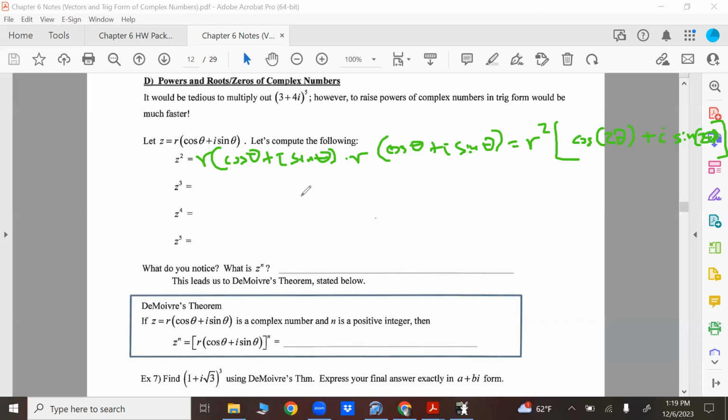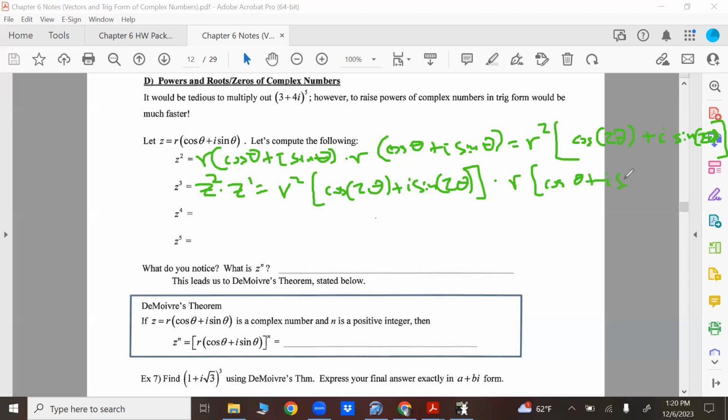Here's what happens. You wind up getting z cubed. Z cubed is this, you would agree, right? And z squared we just did. Z squared is r squared, cosine 2 theta plus i sine 2 theta, and then times r, cosine theta plus i sine theta. Now, if you were to FOIL this, it gets really nasty.